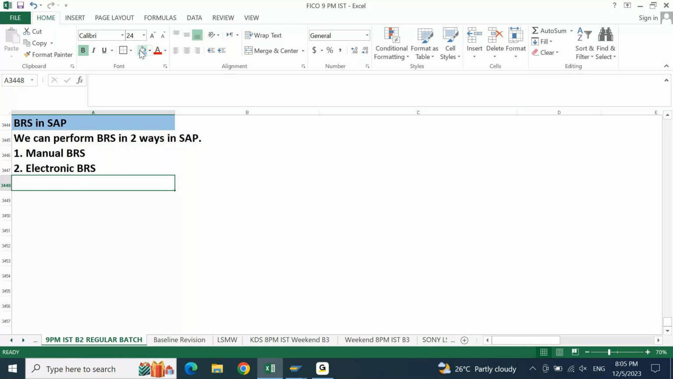Now, manual bank reconciliation statement is normally not used in most organizations. In most organizations, what we use is electronic bank reconciliation statement. When we're talking about BRS in real time, majoritarily what we use is electronic bank reconciliation. Very rarely will somebody be working on manual, but majoritarily it is always EBRS.